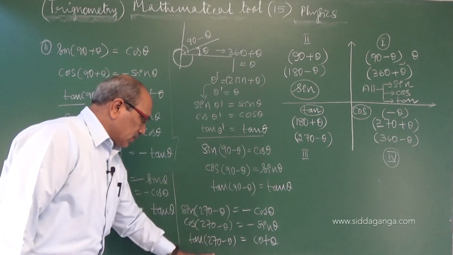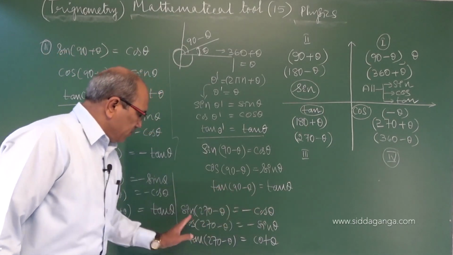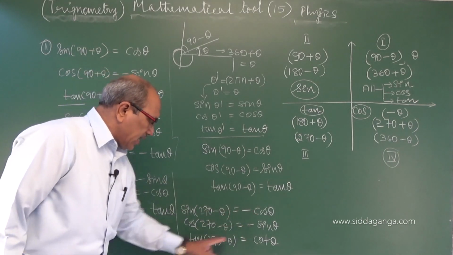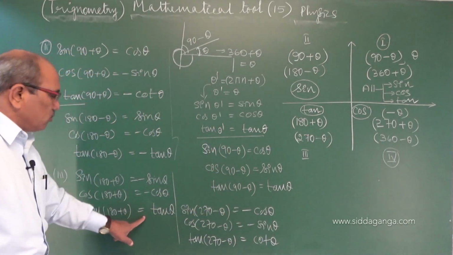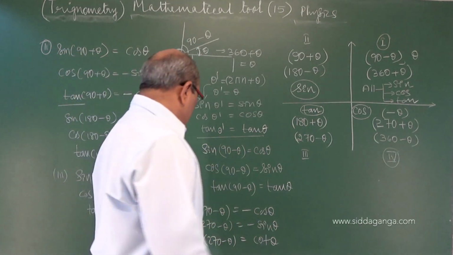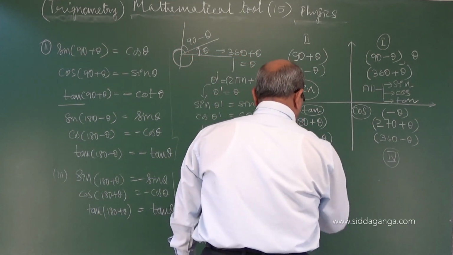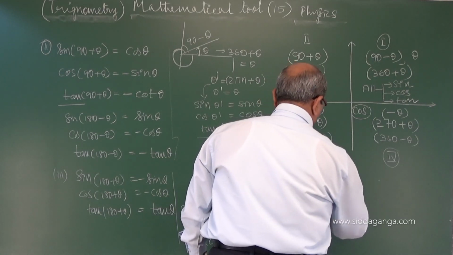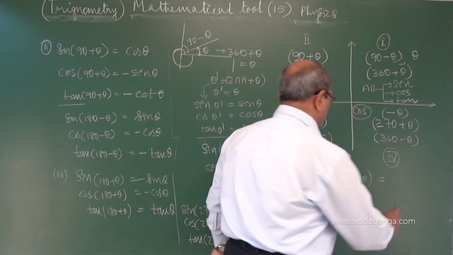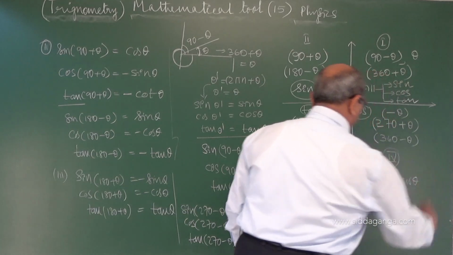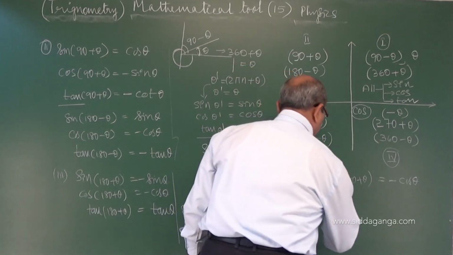So 270 plus or minus leads to a complementary function. Sin converts to cos, cos to sin, tan to cot, like minus sin; tan is positive, cot is also positive. Coming to the fourth quadrant, sin of 270 plus theta is minus cos theta. Plus or minus 270 theta always goes to be a complementary function.